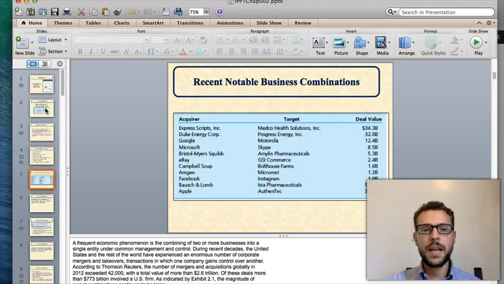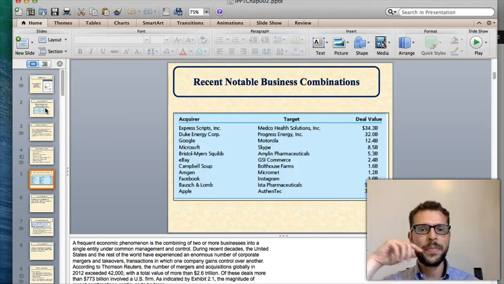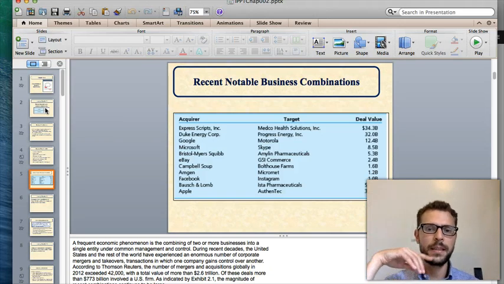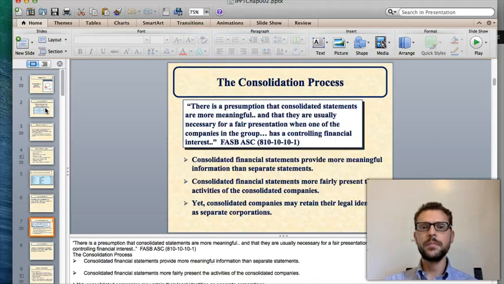Looking at some of the recent acquisitions, we have some in the energy world, Microsoft acquiring Skype, Facebook acquiring Instagram, some of these things, and just seeing how much that actually was.